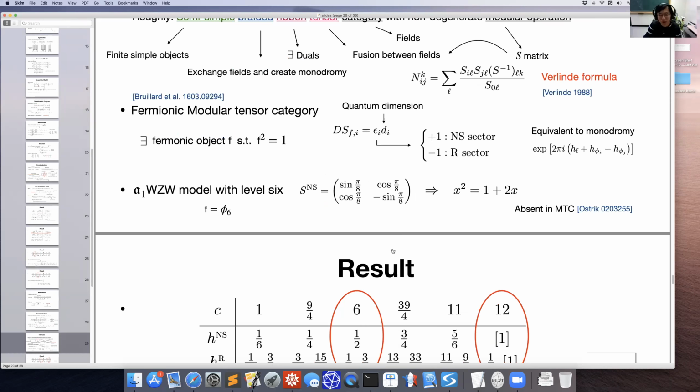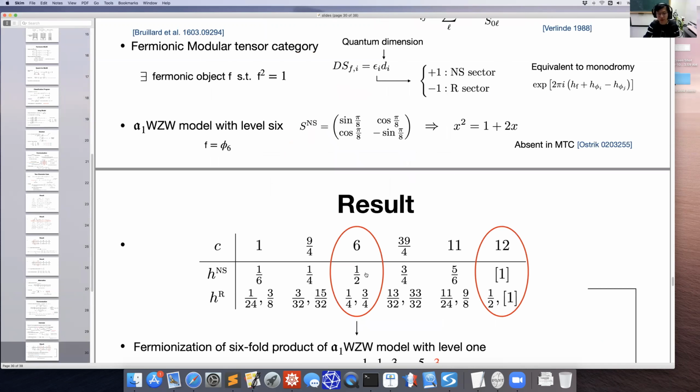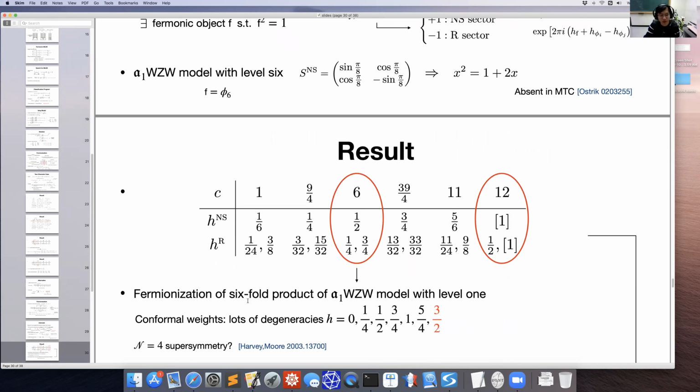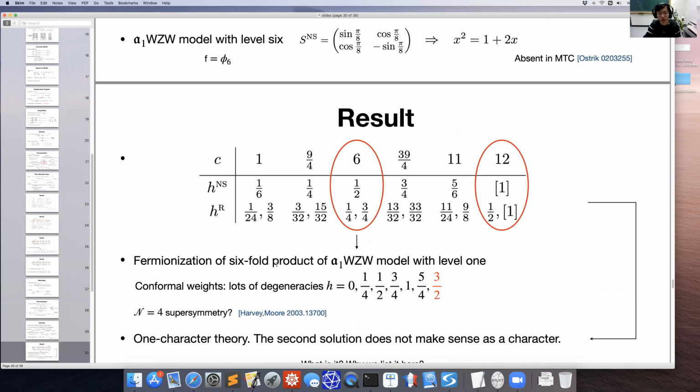Okay. So now let's talk about the other theories in this list. This example can be realized as a fermionization of a 6-fold product. This is due to some guesswork. We found that this is the fermionization of a 6-fold product of the A1 model, but here with level 1. And if you look at the primaries of this theory, it has the following primaries.